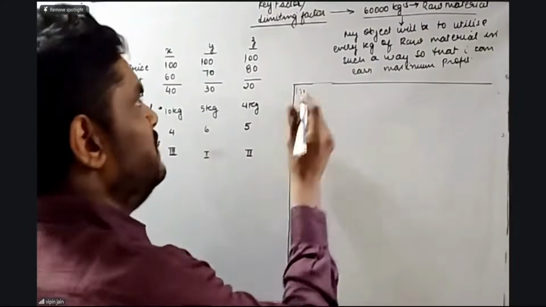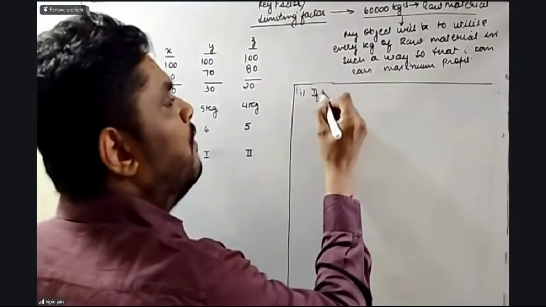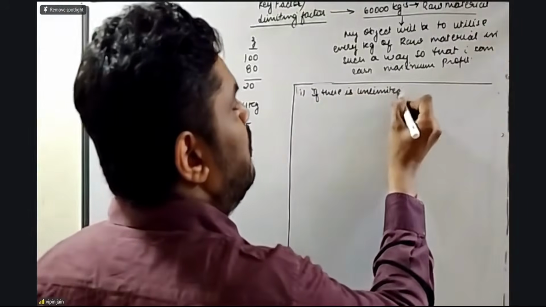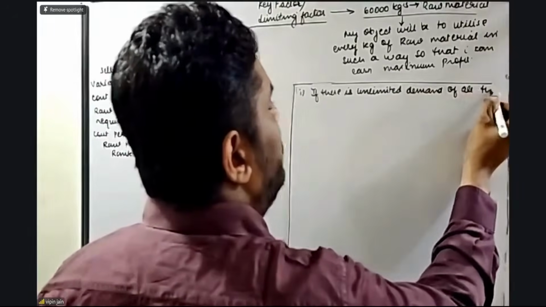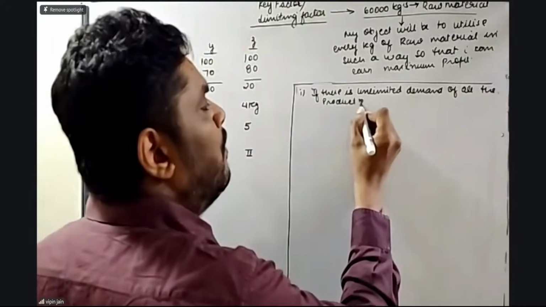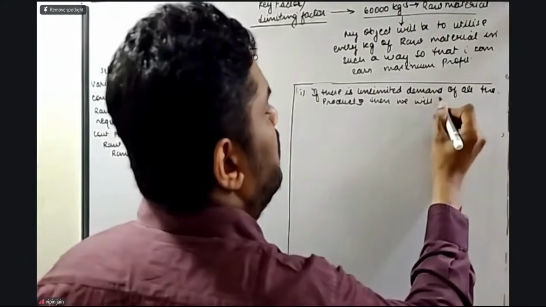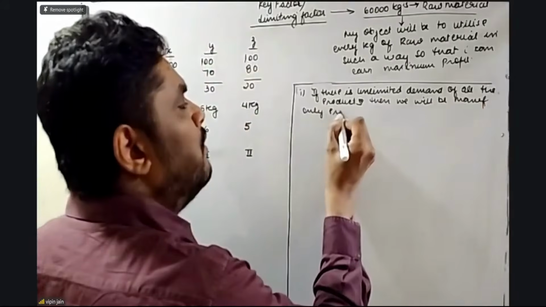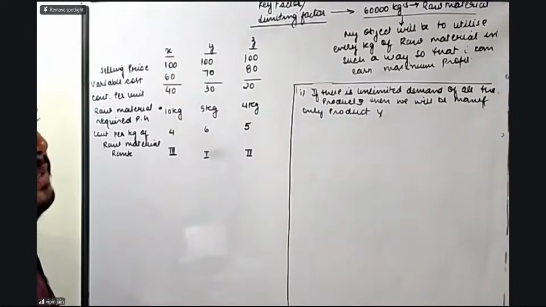So let's take the first situation. The highest profit is where? At Y. So if there is unlimited demand of all the products, then we will be manufacturing only product Y. Only product Y will be manufactured.